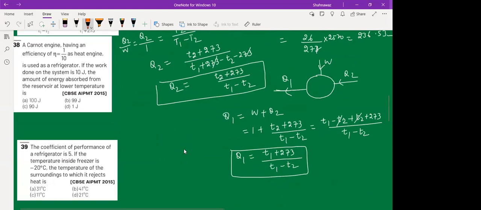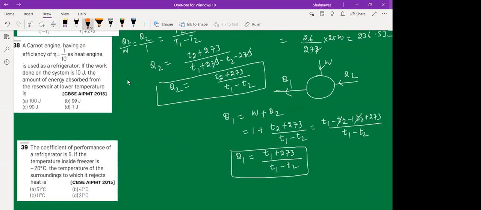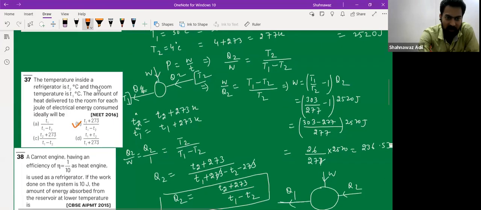No, sir. Why do we take W as equal to 1 in this question? Because you see, the amount of heat delivered for each joule of electrical energy, right? So they have given the work done as 1 joule.